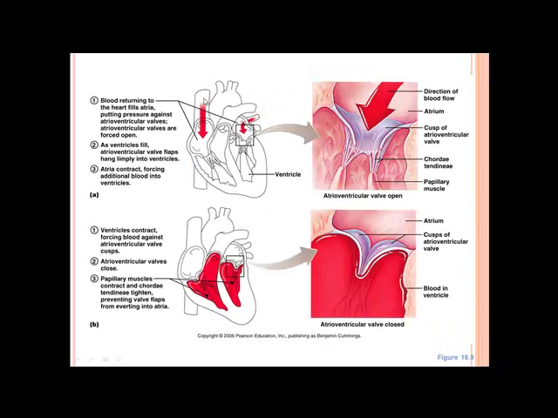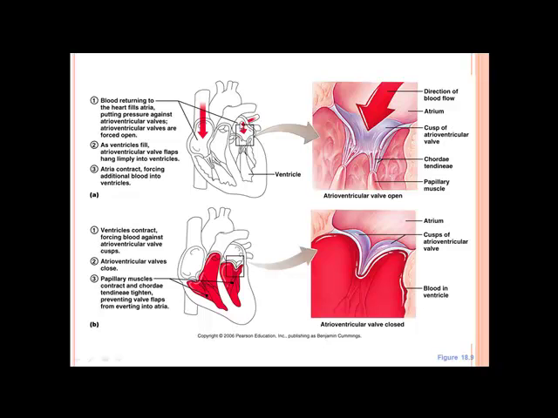Okay, so 1, blood returning to the heart fills the atria. The right and left atria are filling at the same time. Blood returning to the heart fills the atria, putting pressure against the AV valves, atrioventricular valves, tricuspid valve and bicuspid valve, so the valves that separate the atrium from the ventricles.